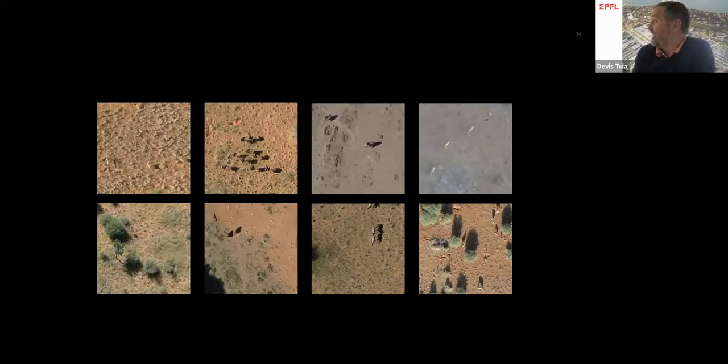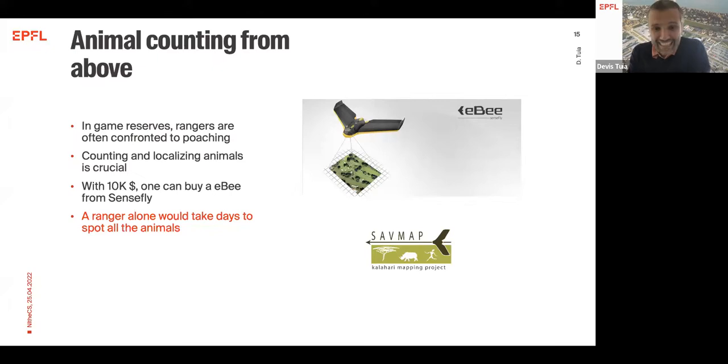So actually the task turned out to be much more difficult than we thought. And that's okay, because we came back to Earth with a more realistic view on the thing, and we ended up accepting, you know, second stage of grief, no? So we accepted that the ranger alone will take days to spot all the animals on the images. So we needed to help out to automatize not only the data acquisition, but also the data processing.